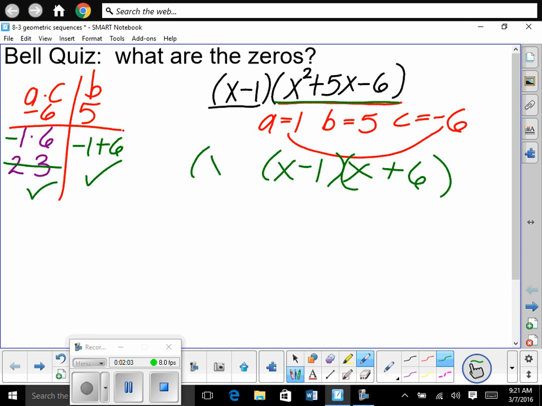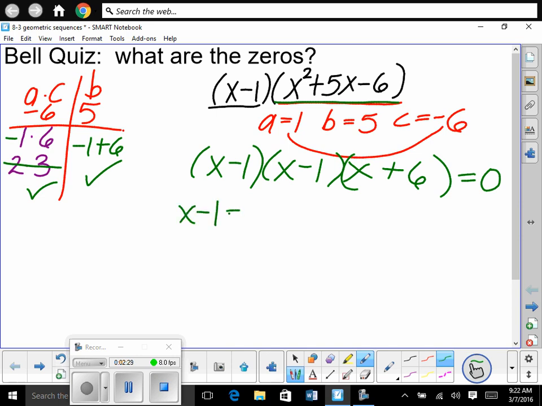So why did we factor? What's the whole point of factoring? So we can what? Find the zeros. How do we do that? Set each of them equal to 0. So the zero product property says if you have linear factors being multiplied, you can set each linear factor equal to 0 and solve.